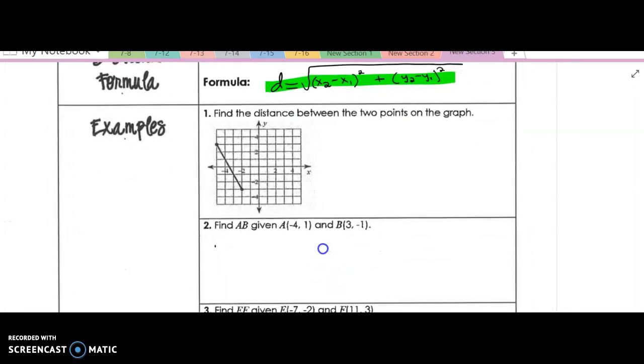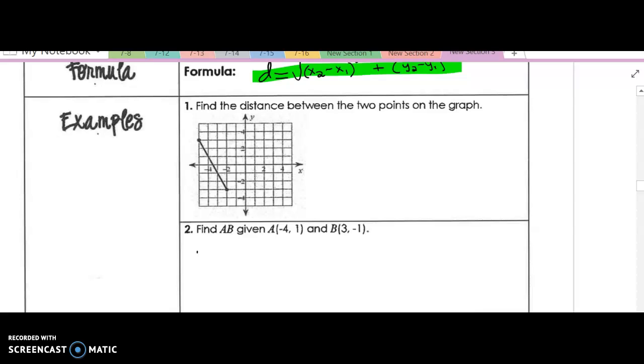So here, example 2, we have 2 points. The first thing we want to do is label these 2 points. A, right here, is my first point, so I'm going to label this as x1 and y1. B is my second point, so I'm going to label it x2, y2. Now I just got to take the points that I labeled, plug them back into my formula, and see what we get.